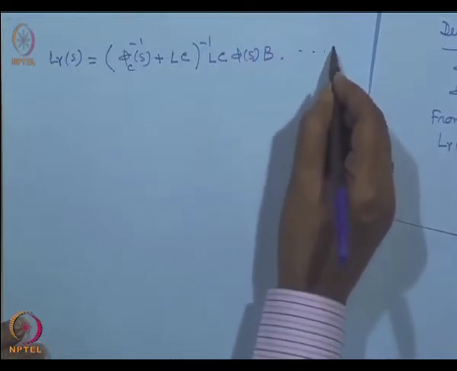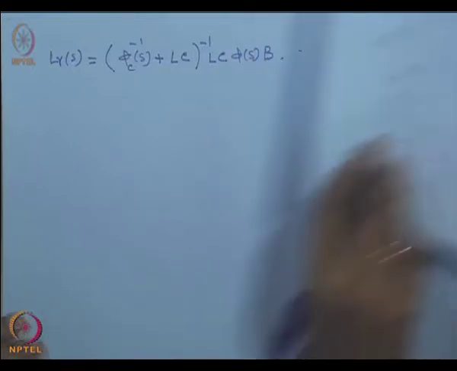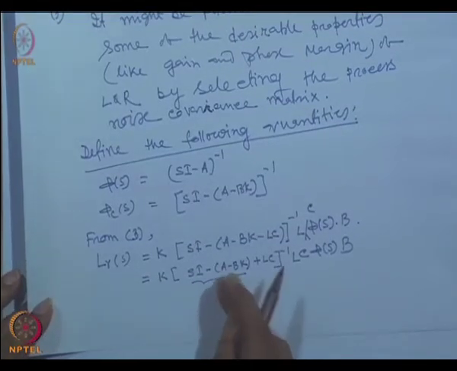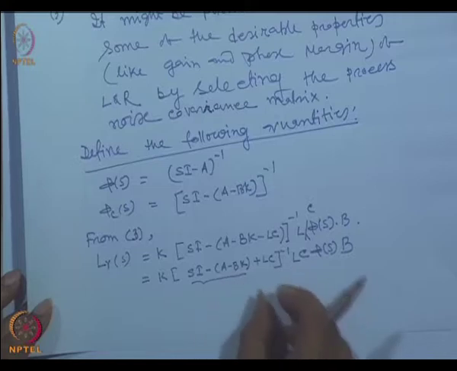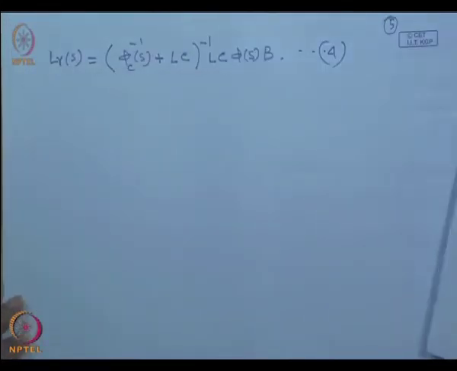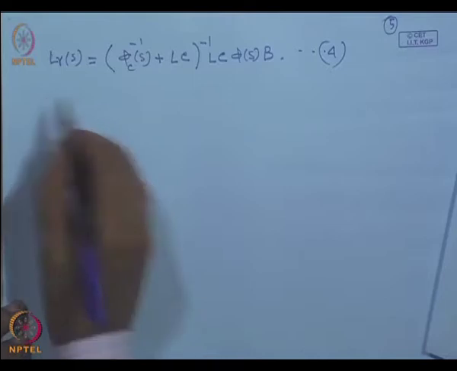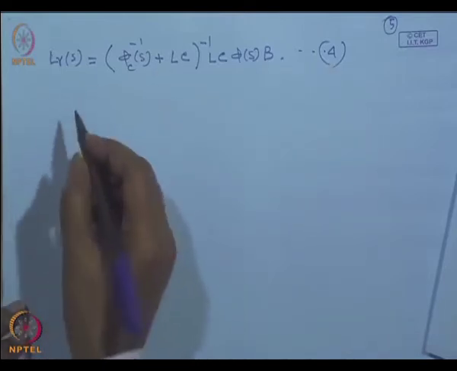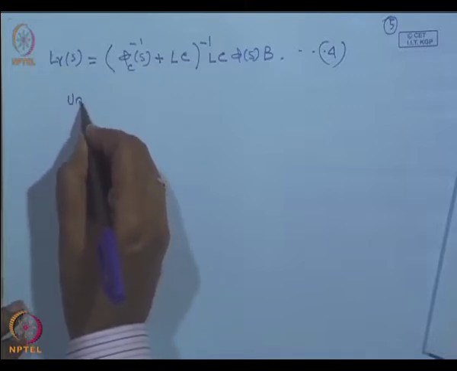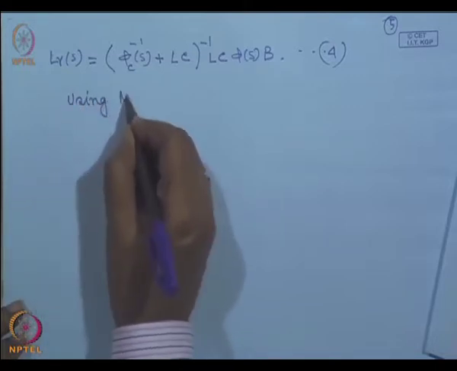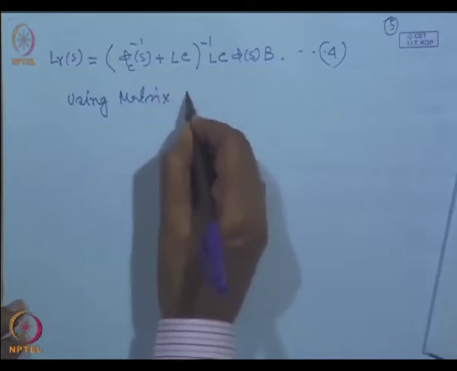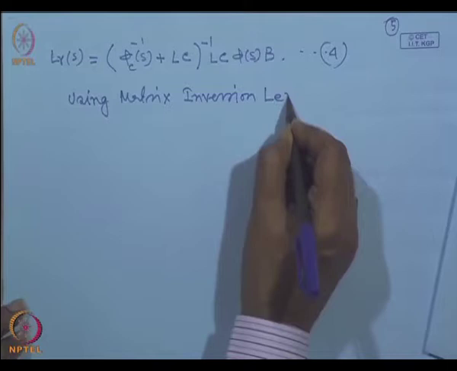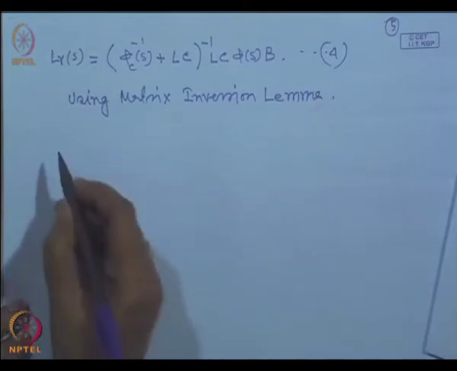Let us call this equation number 4. From this equation, this is equal to what I have written: phi C inverse, then L C. Now in equation 4 we will be using one matrix inversion lemma. What is this matrix inversion lemma?